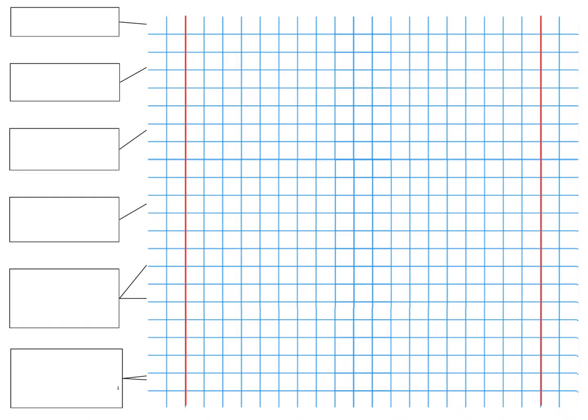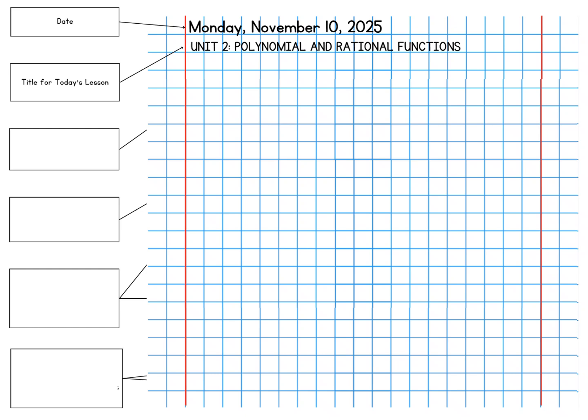So what's going to be at the top? You can see on my whiteboard what's at the very top. The date, Monday, November 10th, 2025. And then what are we learning for today, right? The title for today's lesson, which is going to be Unit 2, Polynomial and Rational Functions, but you can also add Introduction to Unit 2, Polynomial and Rational Functions, because you're being introduced to this lesson for the first time.